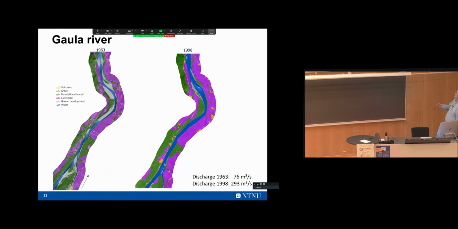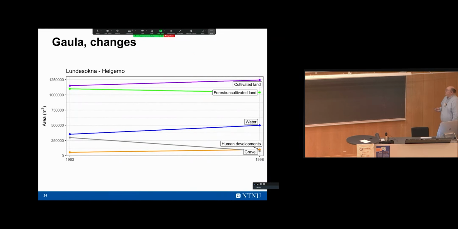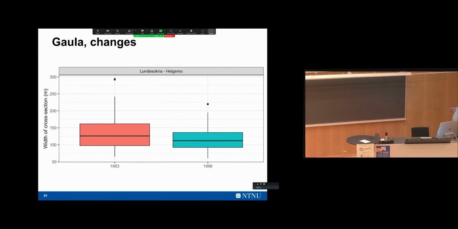But you see gravel bars in Gaula in 1963. Much higher flow here, but you can still see the gravel bars are free under the water. If you look closely, it's possible to see that there are free gravel bars in the channel. Another thing that we see when we look at Gaula is that many of the side channels are still intact in the river. The river bank full width in Gaula does not have any significant changes from 1963 to 1998. So the river corridor is still there in roughly the same size that it used to be, compared to Surna, where this has changed quite a bit.